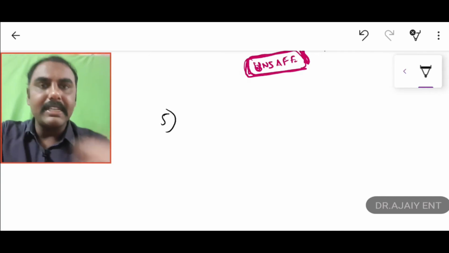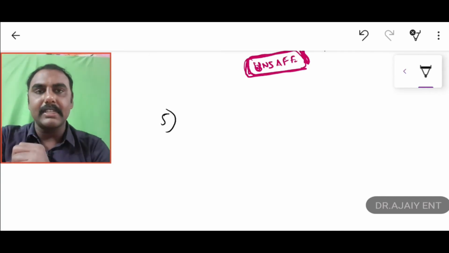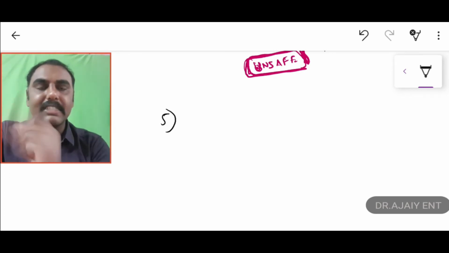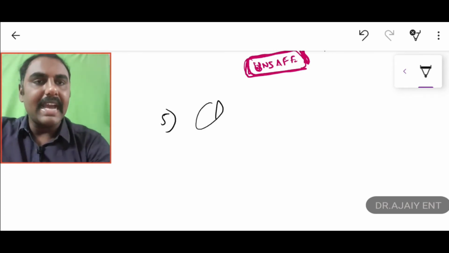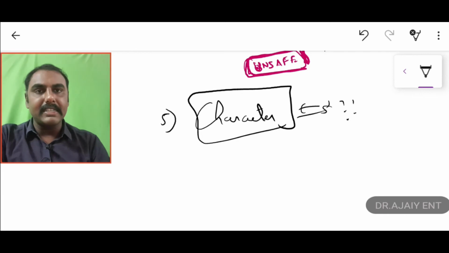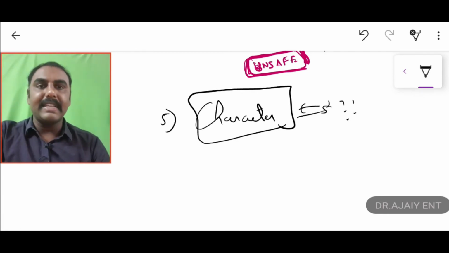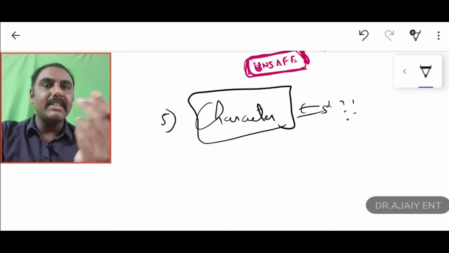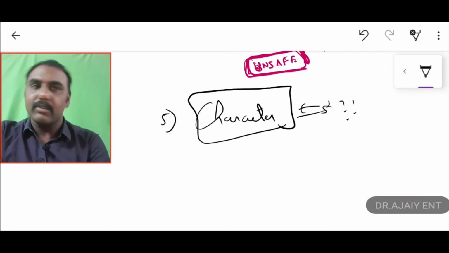Okay, and the next thing we want to ask, when the patient says he has an ear discharge, is the character, the color and the consistency of the ear discharge. The character of ear discharge is very, very important. What can the patient say? Either he will say it is something sticky, or watery, or yellowish and infective.